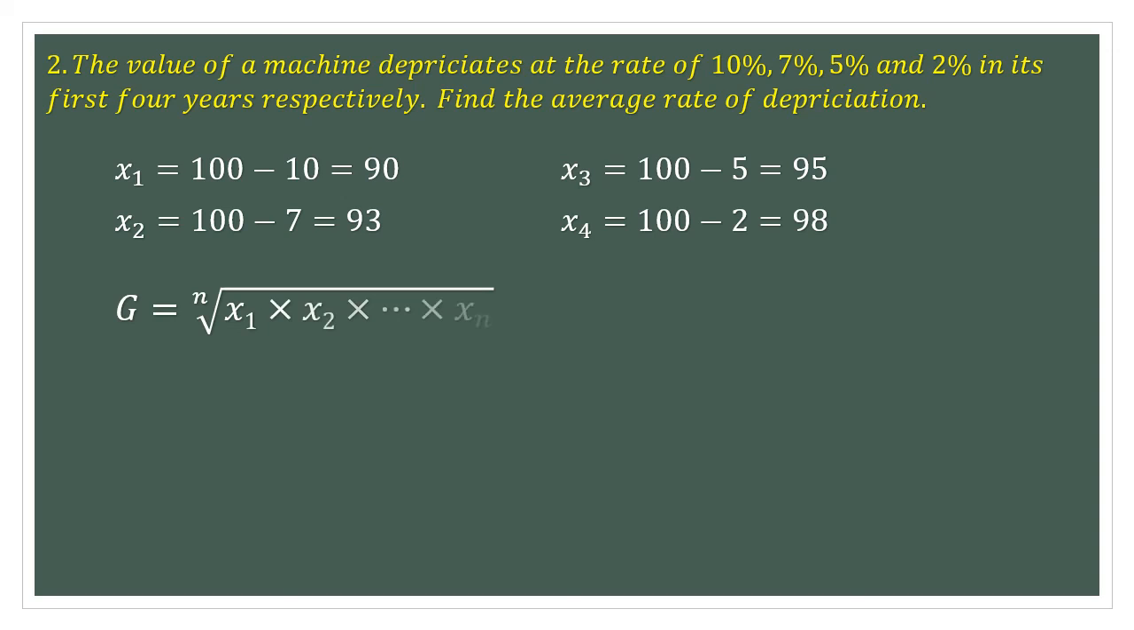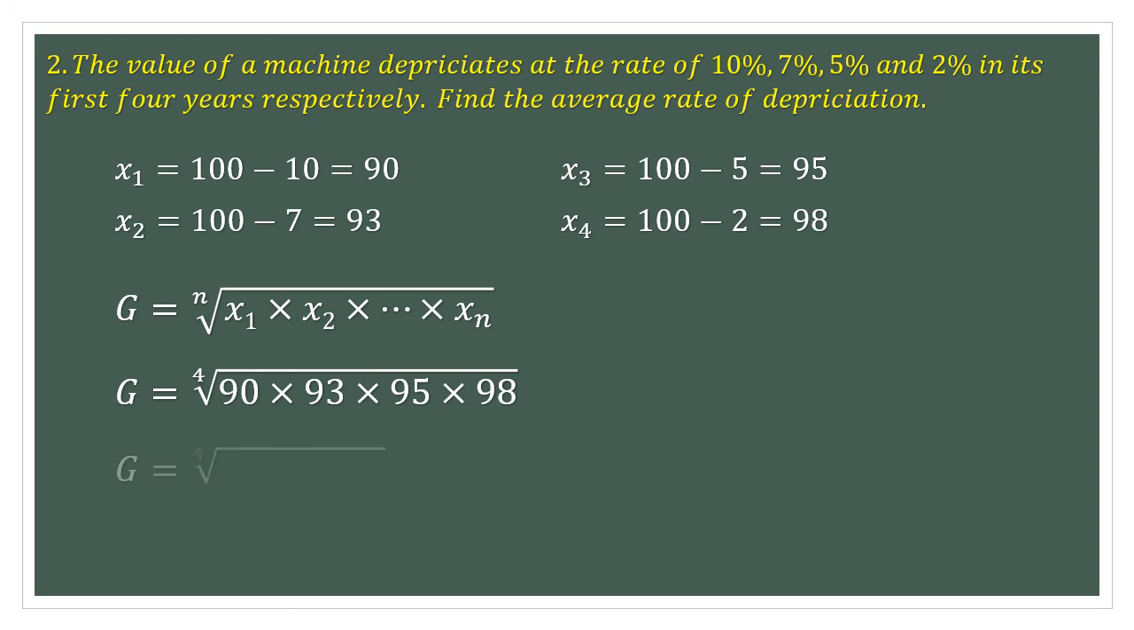Putting these observations into our equation, that is G is equal to nth root of x1 into x2 up to xn. Putting the values, fourth root of 90 into 93 into 95 into 98, and its multiplication will be 77924700. That is 7 crores 79 lakhs 24,700. The fourth root means press your square root button twice and your answer will be 93.95%. But once again, this is not actually the final answer.